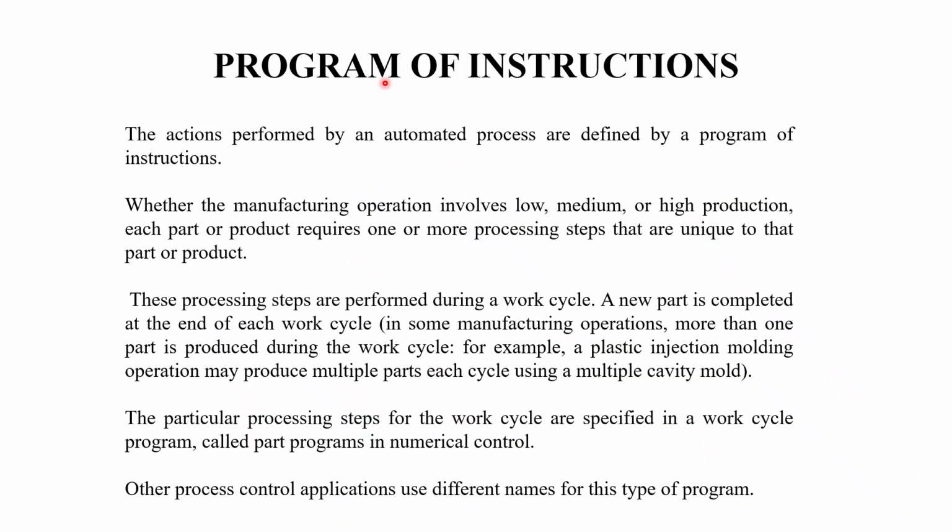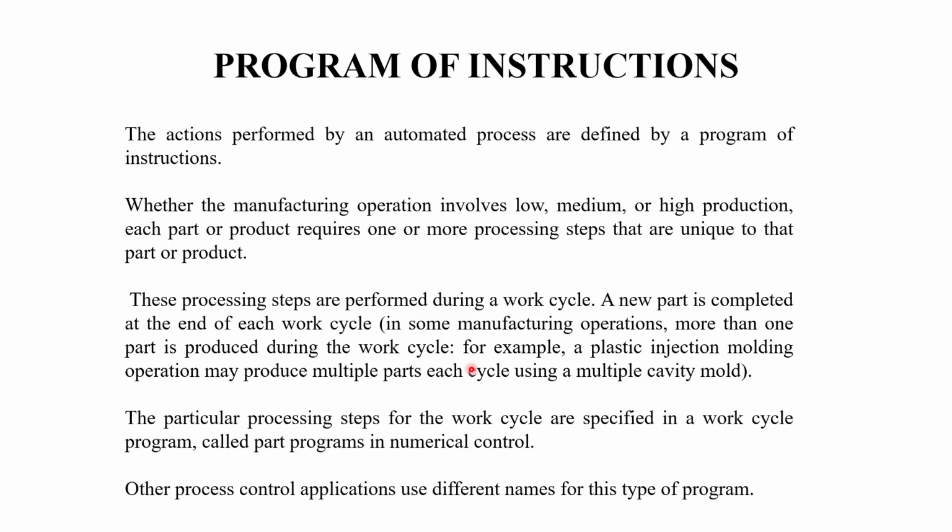The next element of an automated system is the program of instructions. The action performed by the automated process is a sequence of operations defined by a program of instructions. Whether the manufacturing operations involve low, medium or high production, each part or product requires one or more processing steps that are unique to that product or part. These processing steps are performed during a work cycle. The new part is completed at the end of each work cycle. For example, a plastic injection molding operation may produce multiple parts each cycle using a multiple cavity mold.